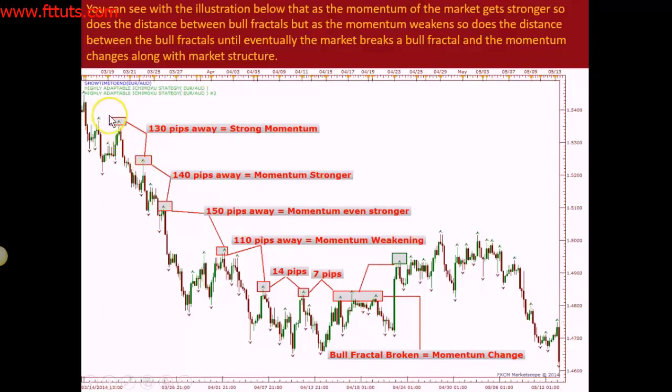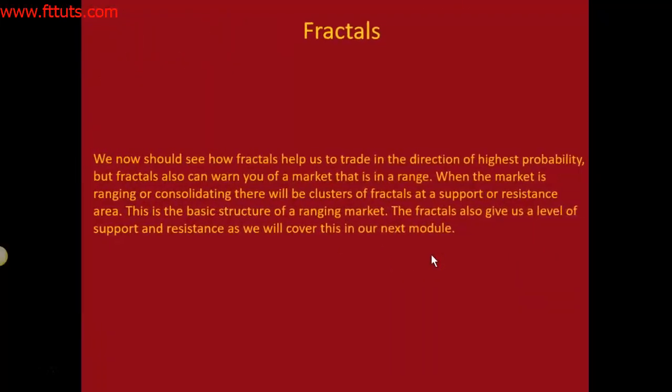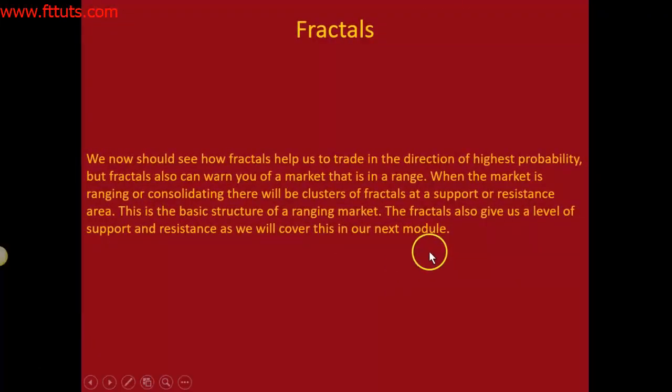basically these are your fractals, your bear fractals. The market's getting farther apart, making more distance from bear fractal to bear fractal. 130 pips to that, 140 to this, 150 to here. And then it started slowing down, 14.7, and finally we broke a bull fractal. Alright, so that shows you that distance means a lot. Alright, so that's going to be fractals and impulse waves.